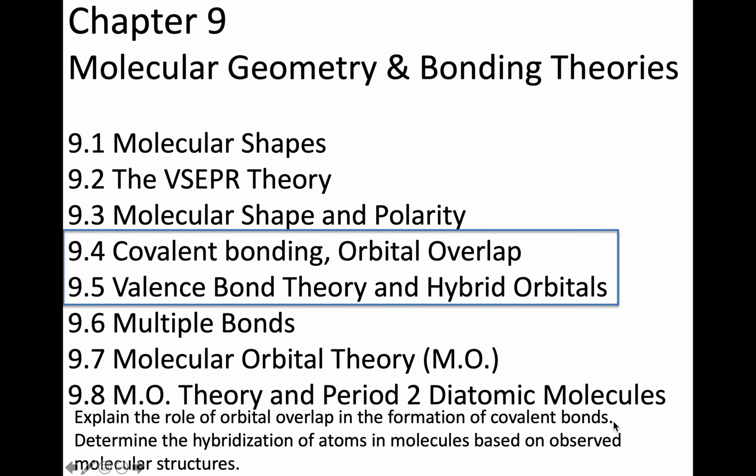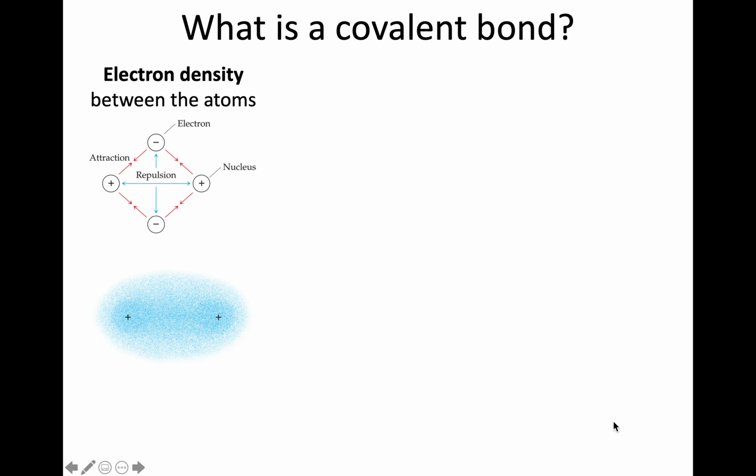In sections 9.4 and 9.5, we're now going to move to describe a more advanced bonding model. Within this, we want to explain the role of what's called orbital overlap in the formation of covalent bonds and determine the hybridization of atoms and molecules based on the observed molecular structures. What is a covalent bond? It has to involve electron density found between the atoms.